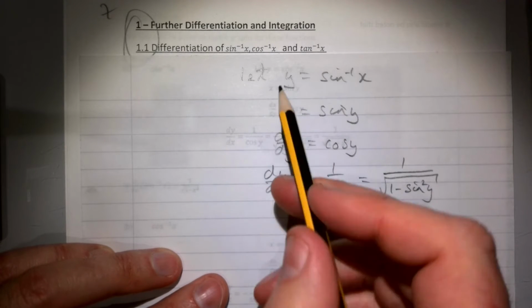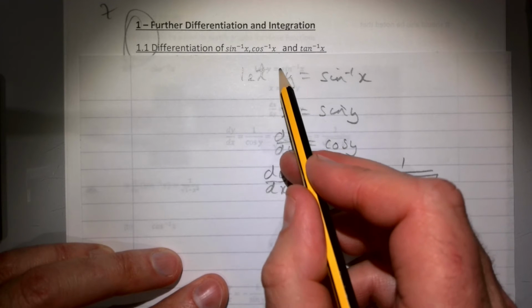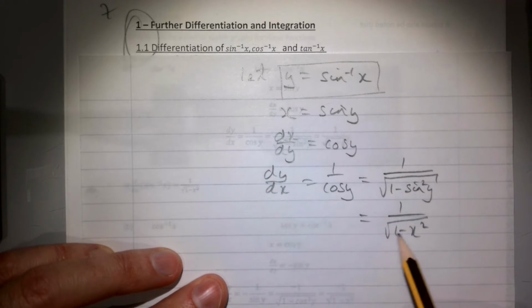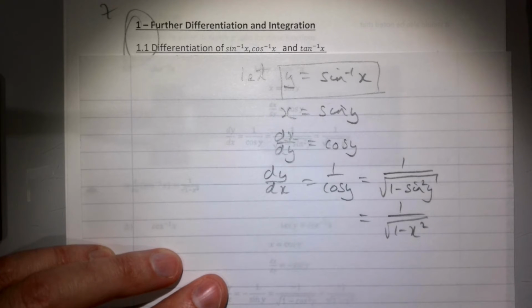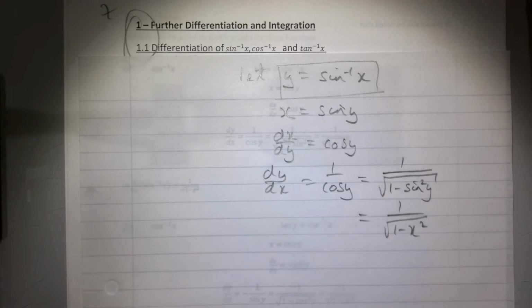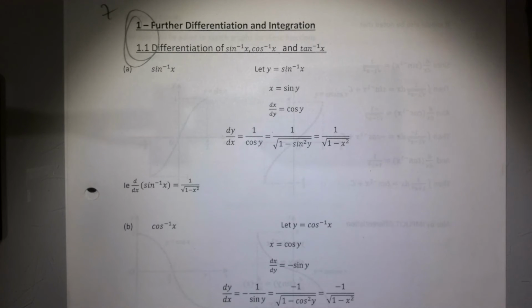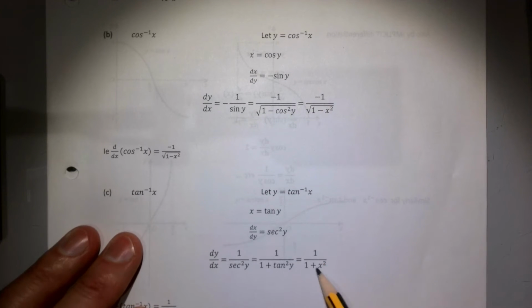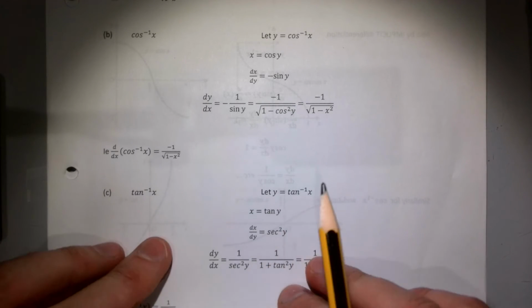So it's quite a strange one here, but you do get used to these because they do appear all the time. Differentiate sine to minus 1 x, we end up with 1 over the square root of 1 minus x squared. You may expect to have a sine or a cos in the answer, but we don't in this case. It's similar then for cos. Work your way through. It's minus 1 over the square root of 1 minus x squared, and tan as well. If you take a wee look, then it's 1 over 1 plus x squared.